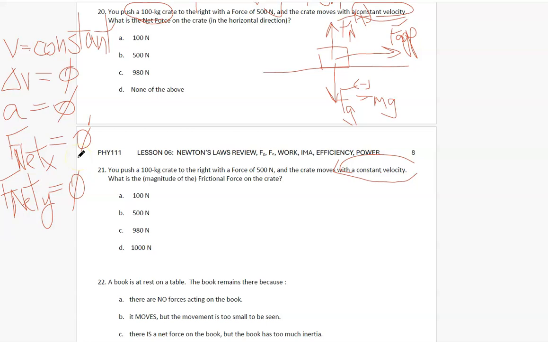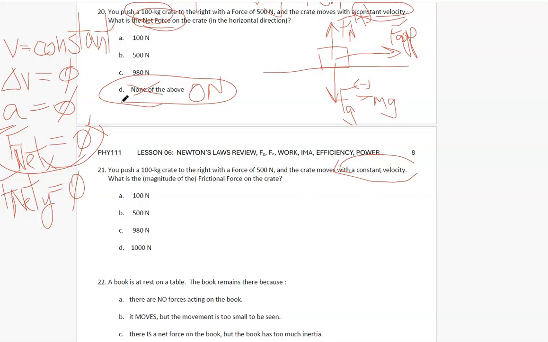So we know a lot of information just from the question. All right. So the first question, 20, says, what is the net force in the horizontal direction? Well, we just established if it's moving at a constant velocity to the right, that means there's no net force in the horizontal direction. Therefore, the net force is 0. There is no option for 0. We've got 100 newtons, 500 newtons, 980 newtons, or none of the above. Well, the none of the above is 0 newtons, and that's our answer. It's no net force, 0 net force.